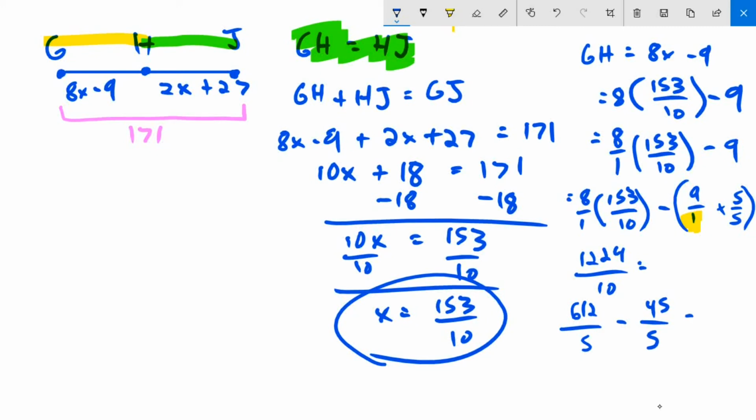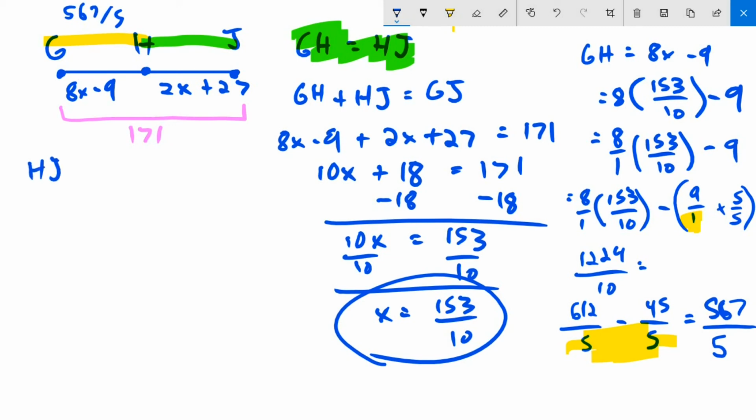Now we can subtract because we have the same denominator. So what's 612 minus 45? Let's check it out. 612 minus 45 equals 567. And then the bottom is the same number, 567 over 5. So now we know GH equals 567 over 5, and now we have to find HJ.